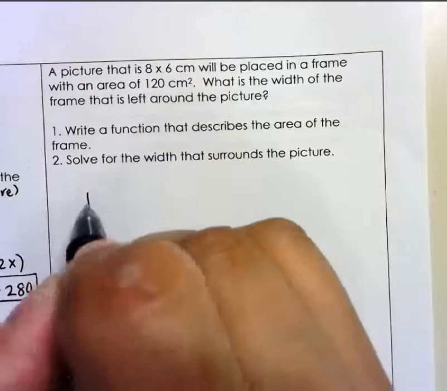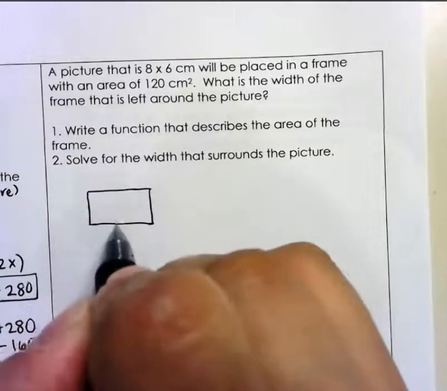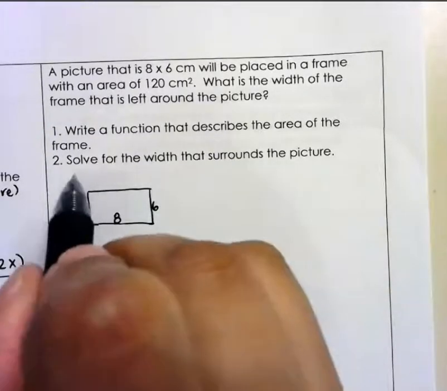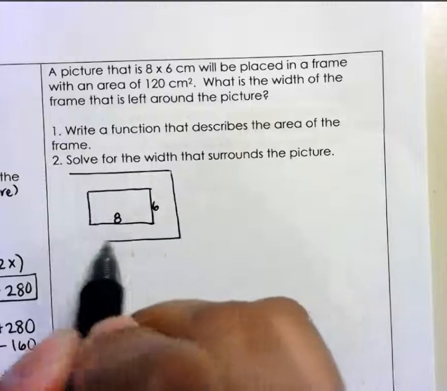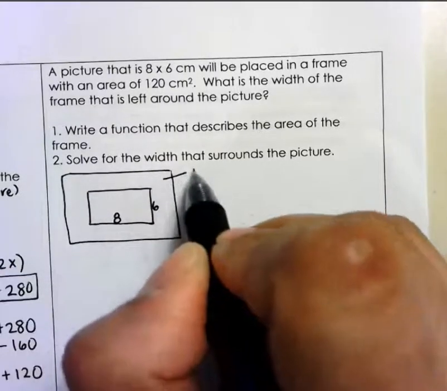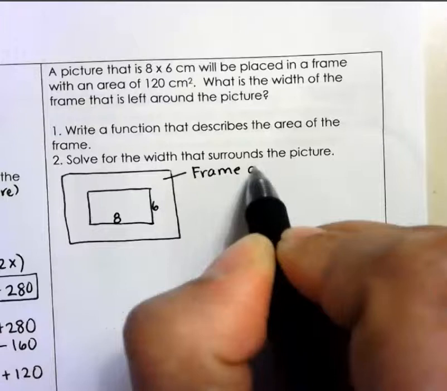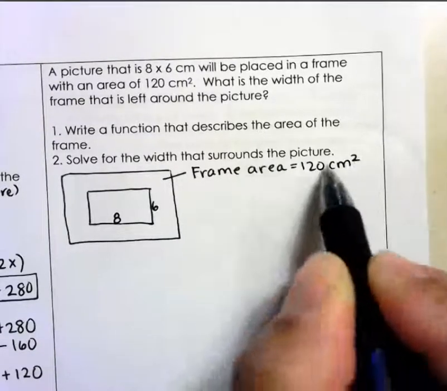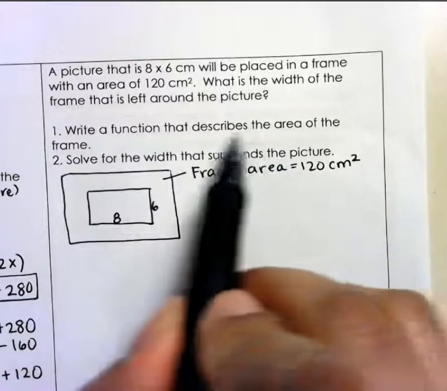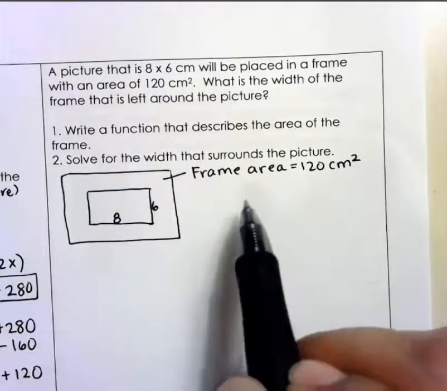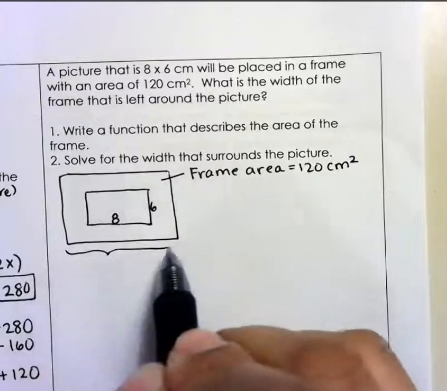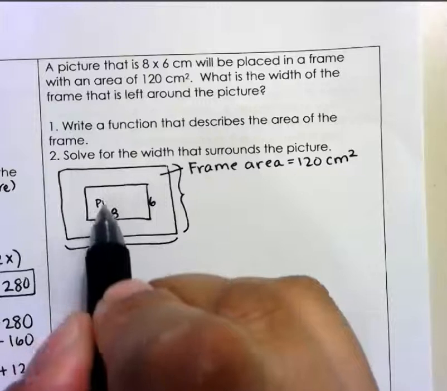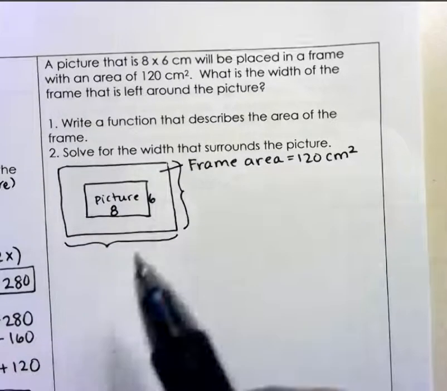We know that we have a picture that is 8 by 6, and we're going to put this in a frame. Now, what did they give us? They said that the frame area is 120 centimeters square. Since they gave us the area of the frame, when we have to write the function that describes the area of the frame, we have to use the length of the frame and the width of the frame, which we don't have. We have information about the picture, so we need to figure this out.